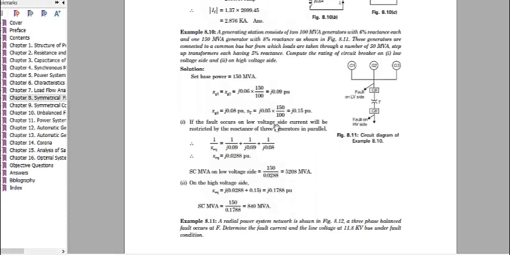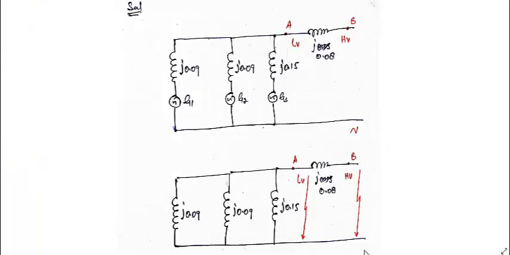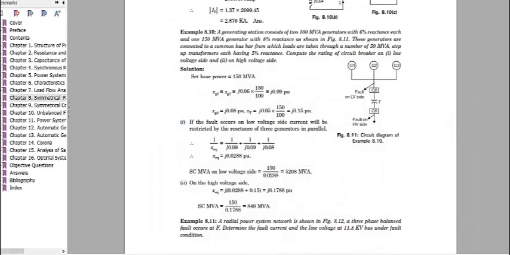If the fault occurs on the low voltage side, the current will be restricted by the reactance of the three generators in parallel. You can see from here, the current will flow like this, like this, like this. There will be no current flowing through this. That means ZTH will be the parallel combination of these three. So 1 by X equivalent will be equal to 1 by this plus 1 by this plus 1 by this. This is the actual parallel combination formula. It comes out to be 0.02288 per unit. And the short circuit MVA, as we have taken the base, is base MVA divided by this, that is 5208 MVA.